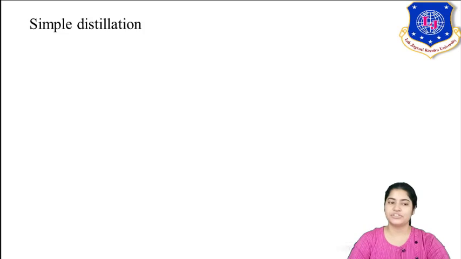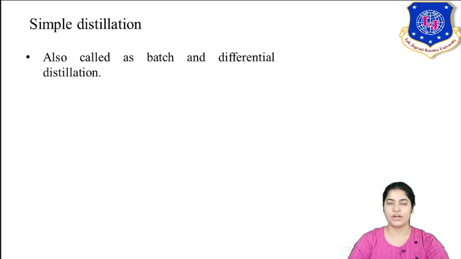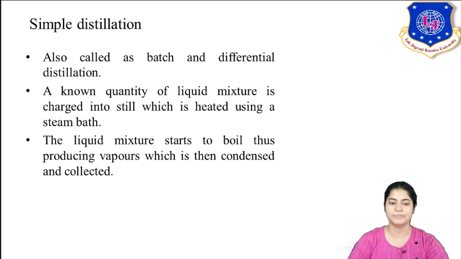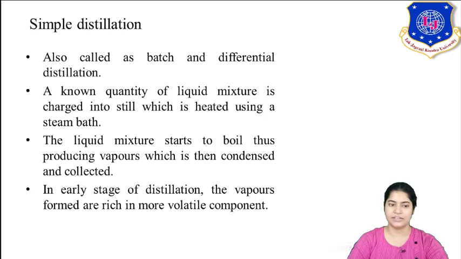So, in this lecture, we will study simple distillation. This method is also called batch and differential distillation. What happens in this method is a known quantity of liquid mixture is charged into the still, which is heated using a steam bath or an electrical bath. You are taking a known quantity of your liquid mixture and heating it. The liquid mixture starts to boil and vapors are produced, which are then condensed and collected. The methodology is simple: boil, collect the vapors and condense them, right?